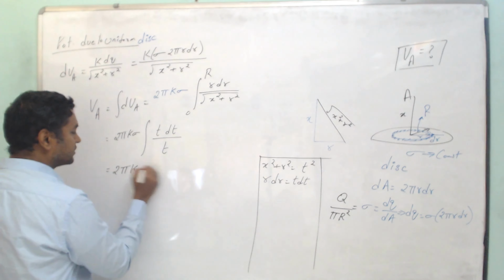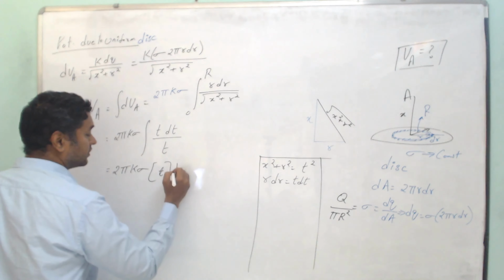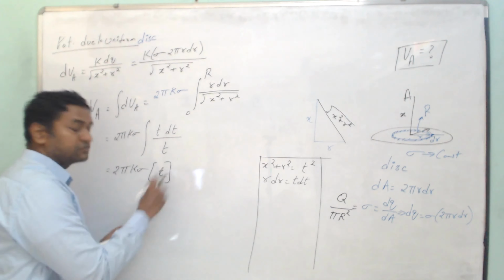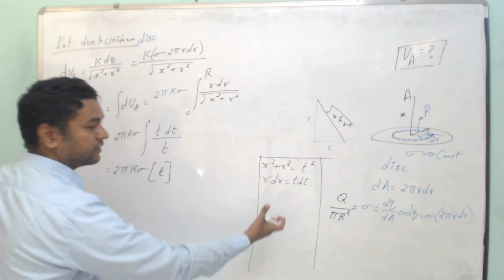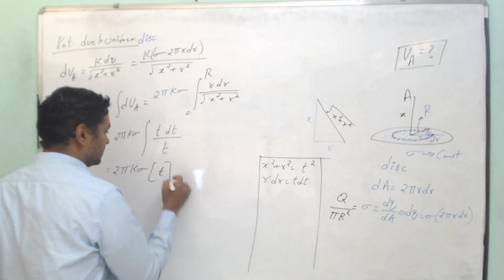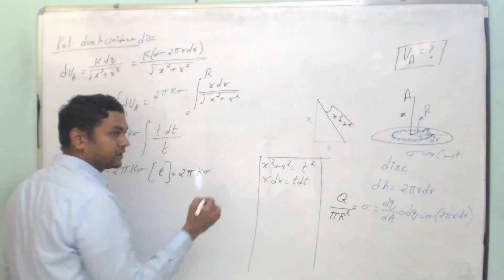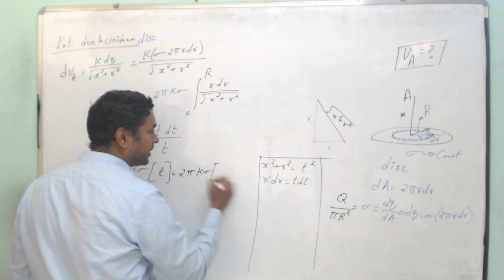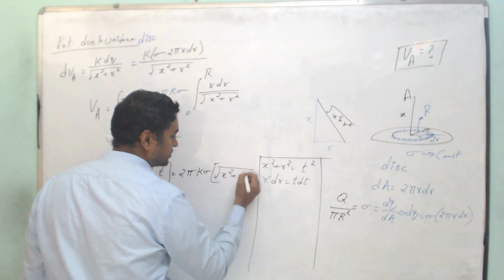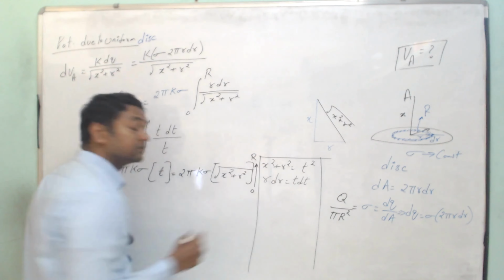2 pi K sigma, this will become t. Wait, limits. Right now, in terms of t, we did not find the limits, right? So we'll bring it back to our r. Are you understanding what I said? I'll bring it back to my original, which is square root of x square plus small r square, right? And now my limits are from 0 to capital R.